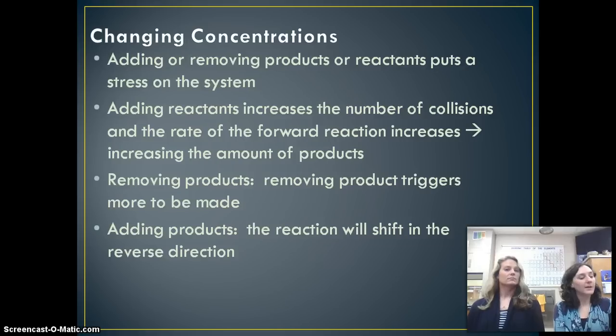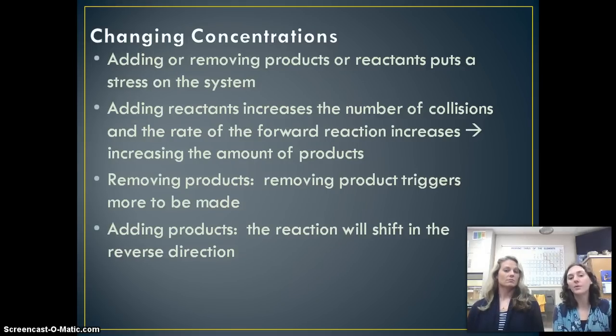So in your notes, you have the little bullets. Adding reactants is the first one. This is going to increase the number of collisions between the reactants, which we learned from last chapter increases the rate of the reaction. So the rate of your forward reaction from your reactants to products is going to increase, and it increases the amount of products that you're going to create. So in your notes, make sure that you have, if you add reactants, you're going to increase the amount of products.